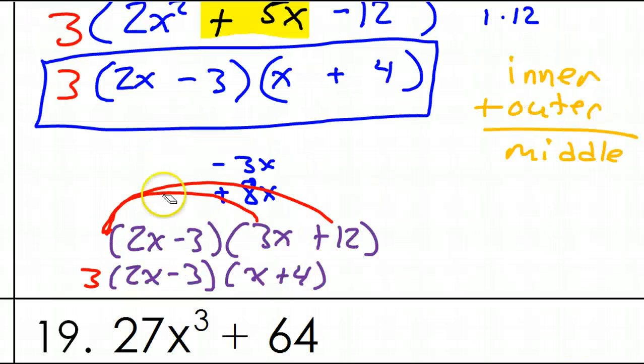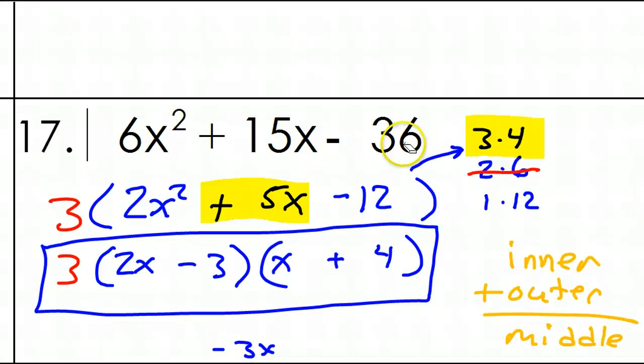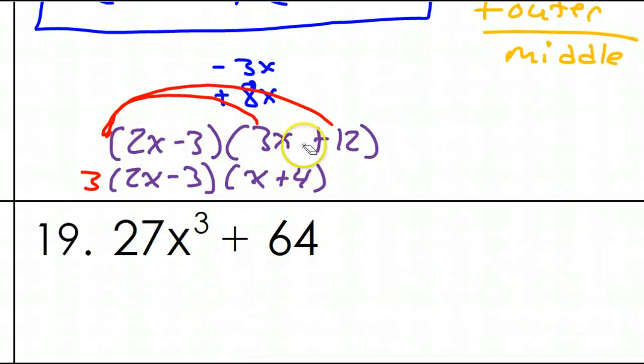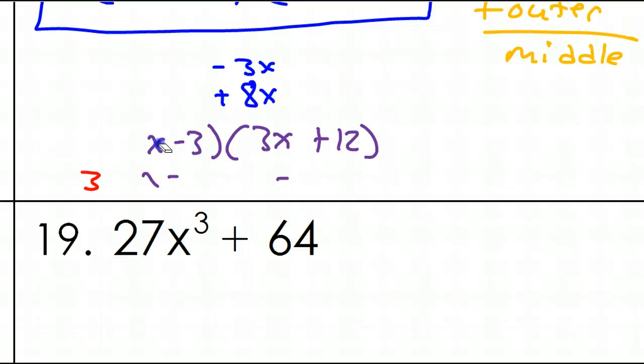Even if you don't notice the common factor in the original problem, if you accidentally go ahead and just do it, maybe you'll notice the common factor in your parentheses in the end, and you can just take one extra step and still pull it out.